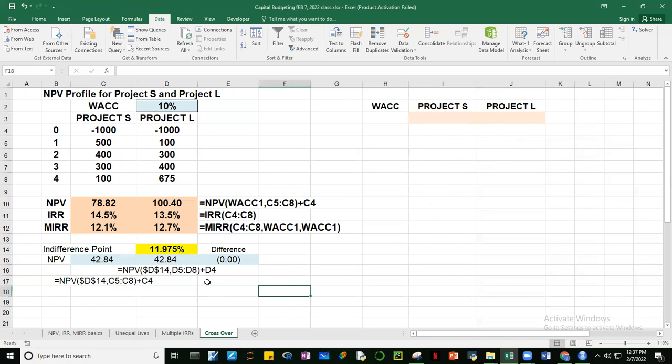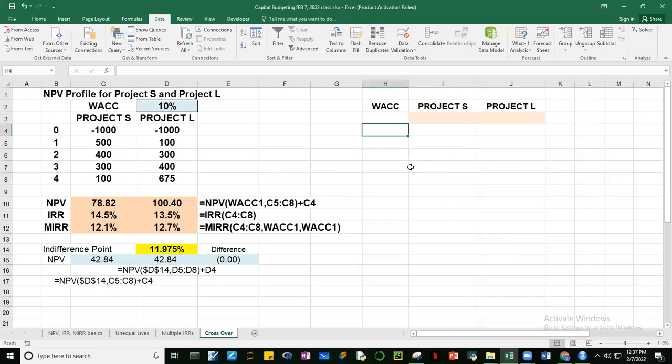Okay, so ito na yung indifference point natin, guys. At this cost of capital, pareho lang NPV nila. So we're indifferent to Project S or Project L. So sa plot natin yan guys, dun sila mag-meet, si Project S at saka si Project L.